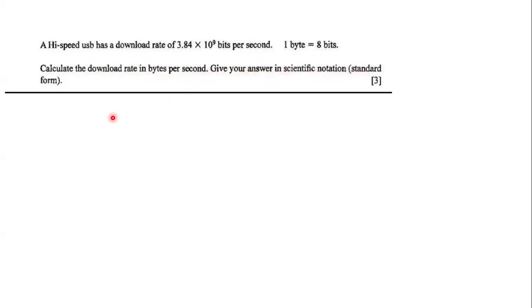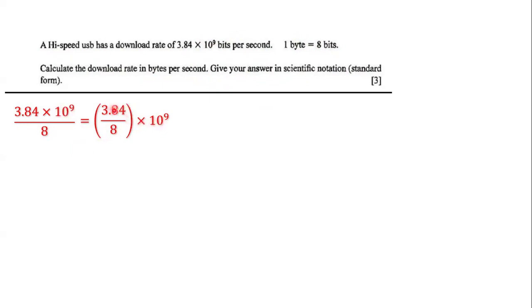Now, in order to do this, we're going to divide. What are we going to divide? Well, we're going to divide 3.84 times 10 to the power of 8 by 8. And so we divide 3.84 times 10 to the power of 8 by 8. When we divide, we take this decimal and divide it by the 8, so we group them together. And the 10 to the power of 8, we just put it right here.